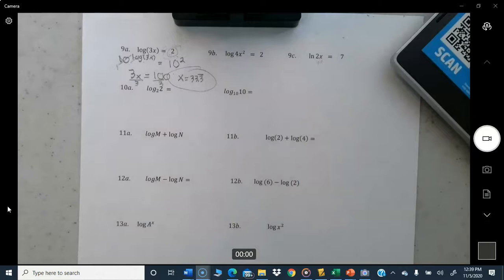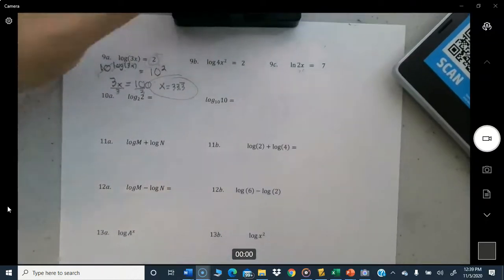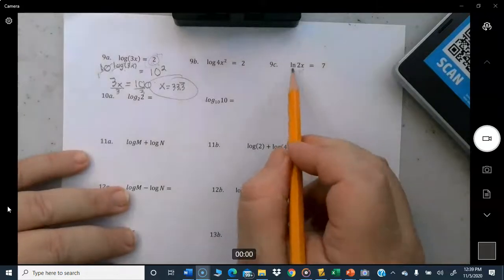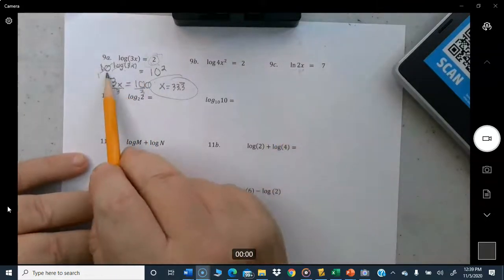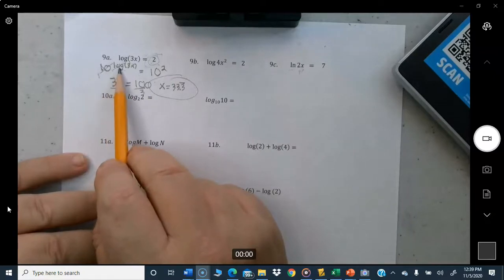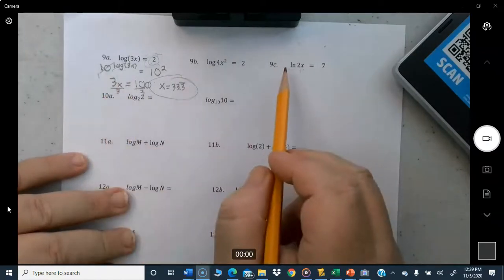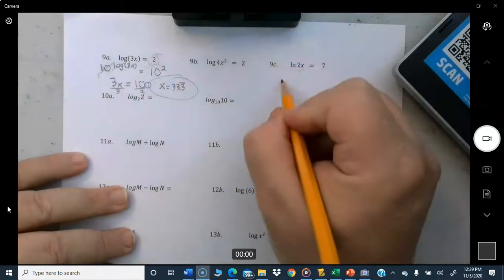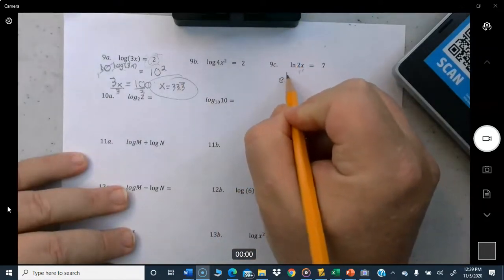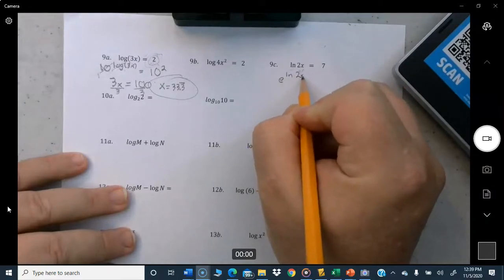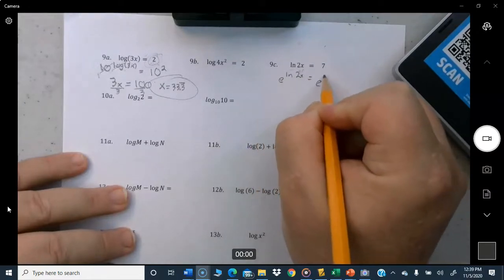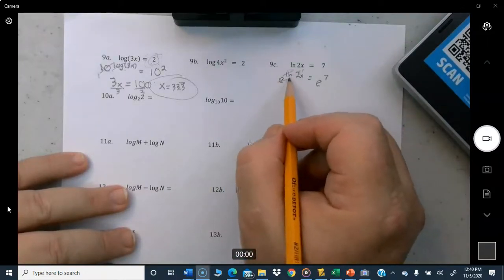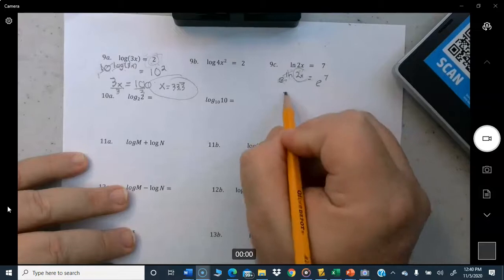Okay, I did this one. I messed it up in class for 3rd period. So let's redo that. It's not that bad. Okay, so what are we going to do here? We now have a natural log. So we're not going to raise this to the 10 power. The last one we raised to the 10 power because that was a log base 10. This is a natural log, base e. So the way you undo that is you say e to the ln 2x equals e to the 7th. So the e and the natural log are inverses of each other, so 2x comes out.